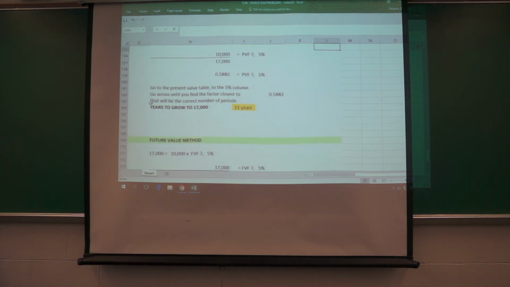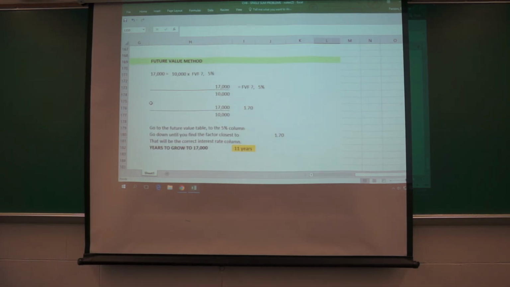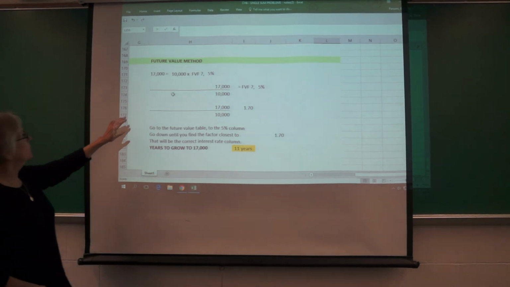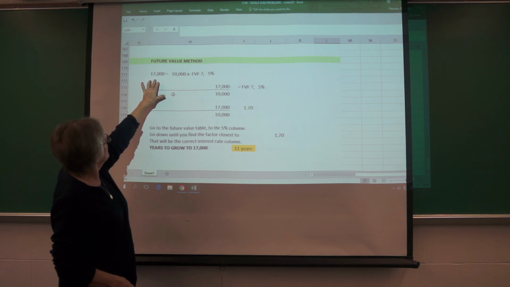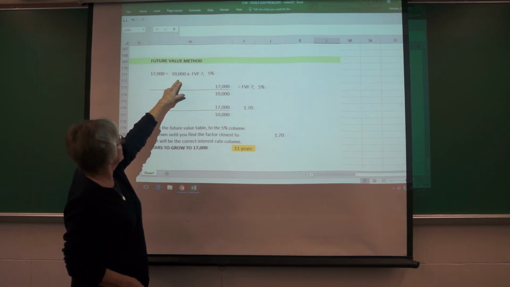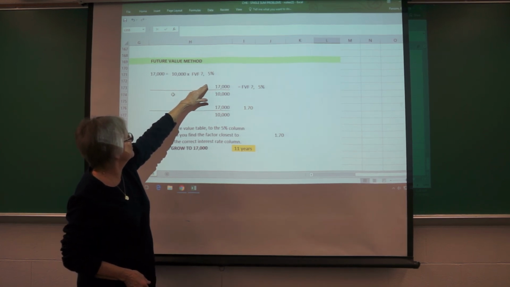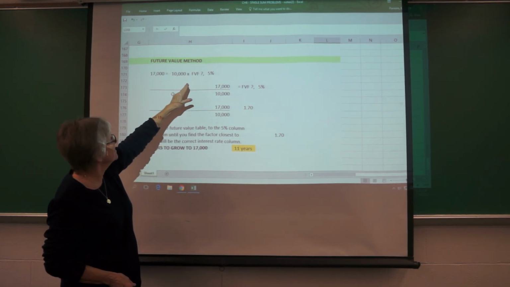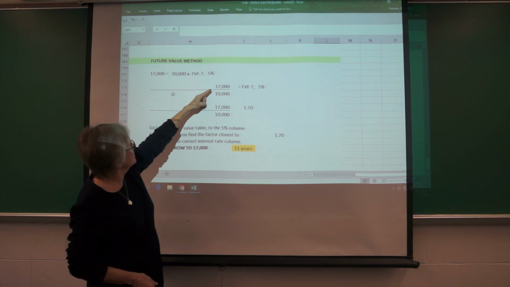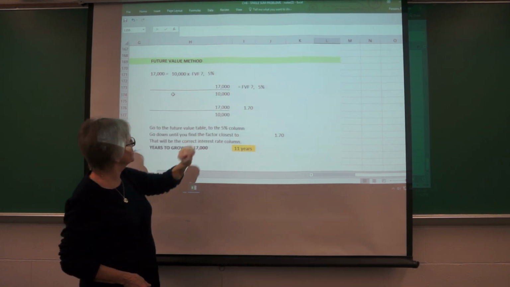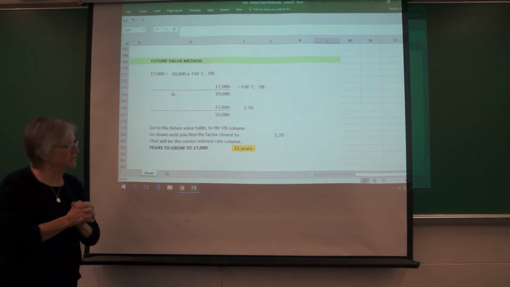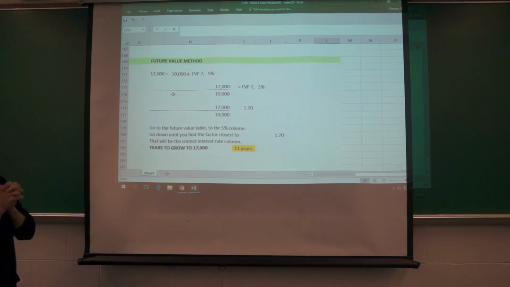Setting it up using the future value, you can just say, okay, so the future value of 17,000 equals 10,000, which is what we have today, times the future value factor, 5% and unknown n. And so now you're dividing 17 by the 10, you get the factor, and you go to the 5% column until you find that factor, and you get to 11 years that way.